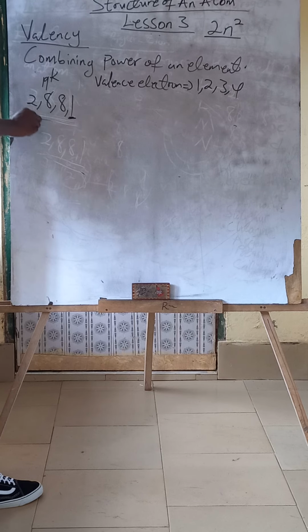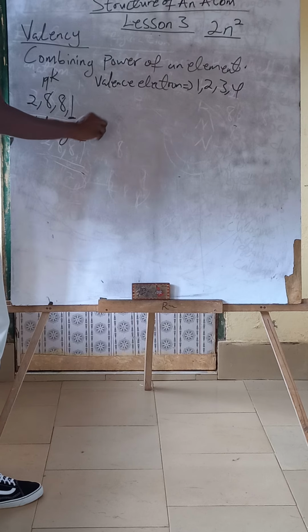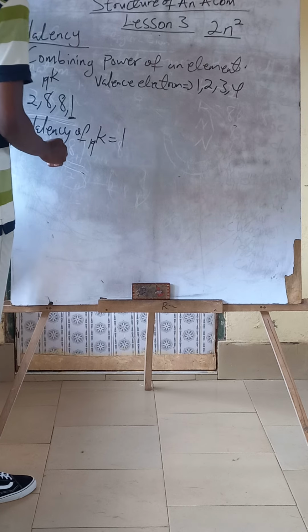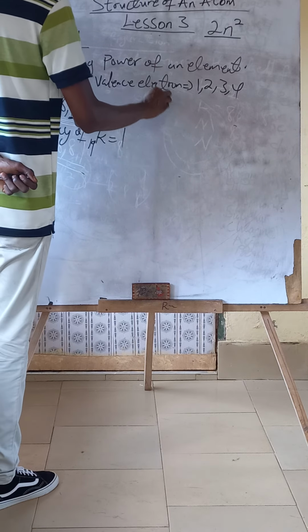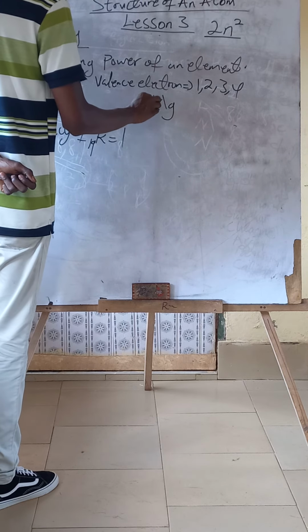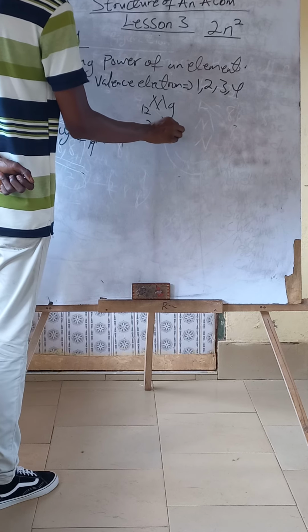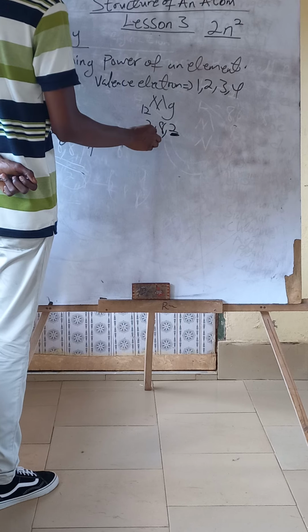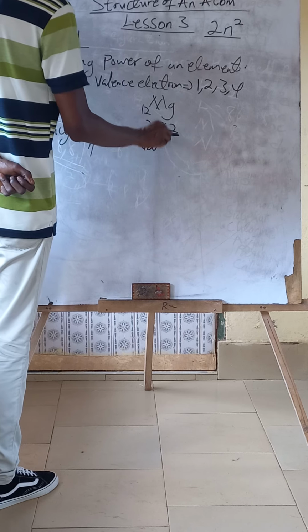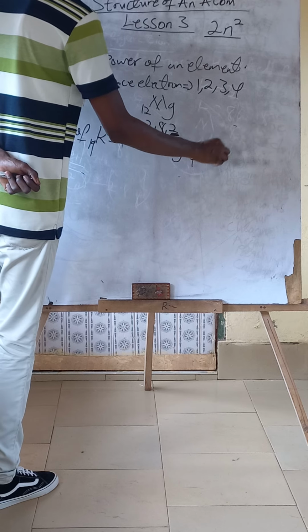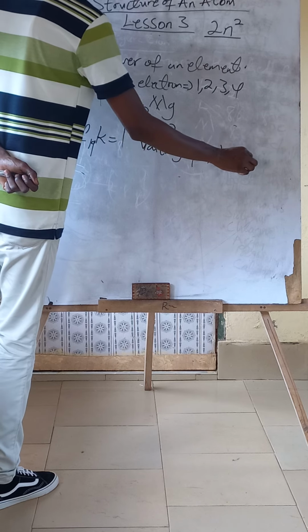So automatically, the valency of potassium is 1. Magnesium, electronic configuration is 2, 8, 2. Because the valence electron of magnesium is 2, the valency of magnesium also becomes 2.